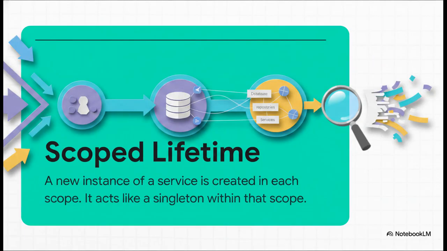Next up is scoped, and honestly, this is the workhorse for most web apps. Here's how it works. For every single HTTP request that comes into your application, the framework creates a little bubble, or a scope. Any service you've registered as scoped gets created once, and only once, inside that bubble. The classic number one example of this is a database context, like Entity Framework's DbContext. You want all the different parts of your code handling that one request to share the exact same database connection and transaction. Then, once the request is finished, poof, the whole scope is destroyed and the DbContext is cleaned up.